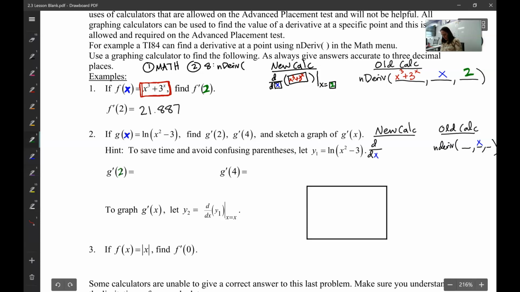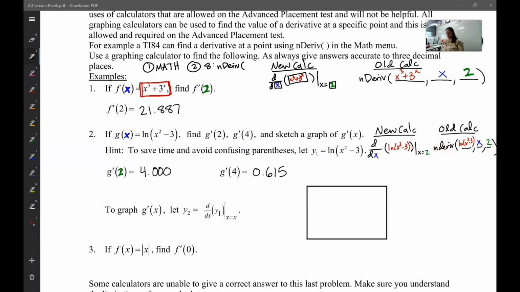This first one, I want to find g prime of 2. So it should be x equals 2, and that should be my last number on that one on the old calculator. And my equation is ln of x squared minus 3. So I would type that in there. So type those in, find g prime of 2, and then practice doing the same thing with g prime of 4. Pause the video, try that part out.